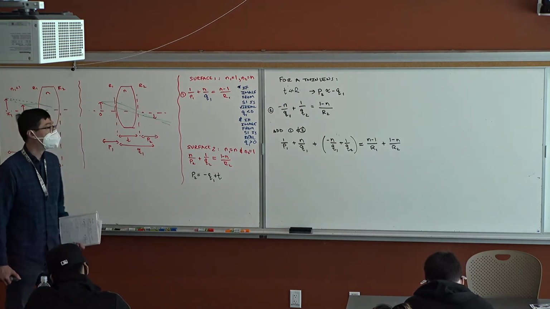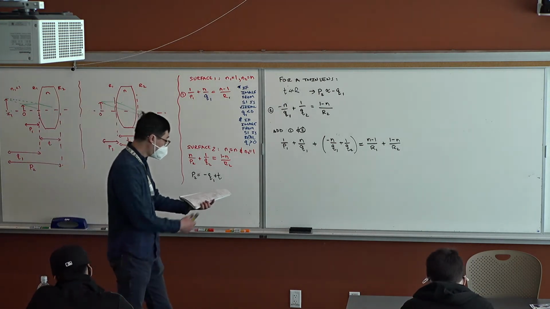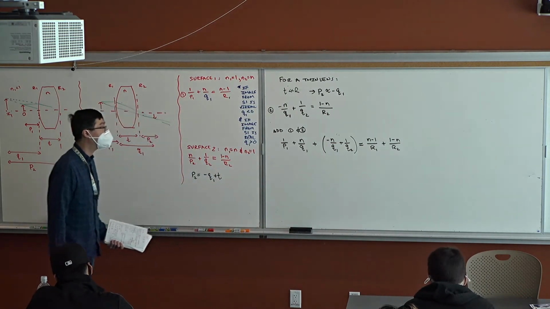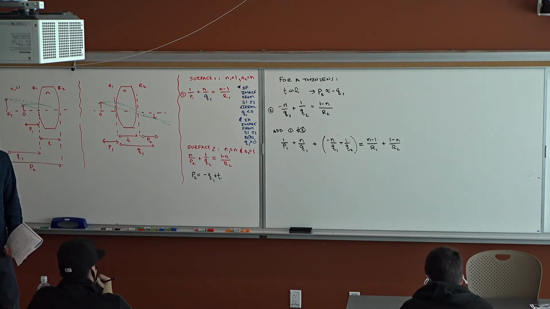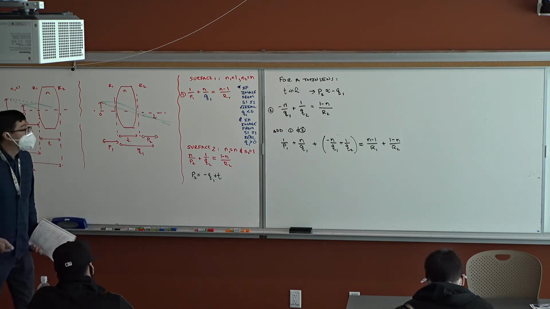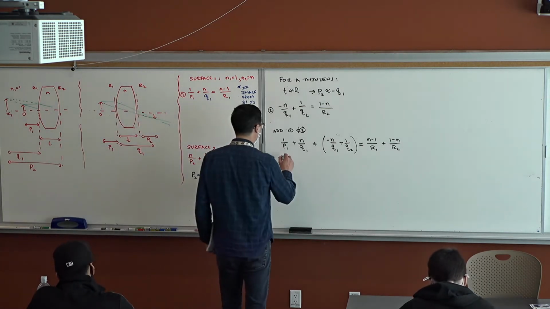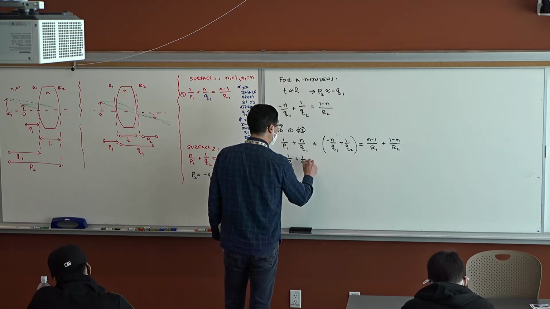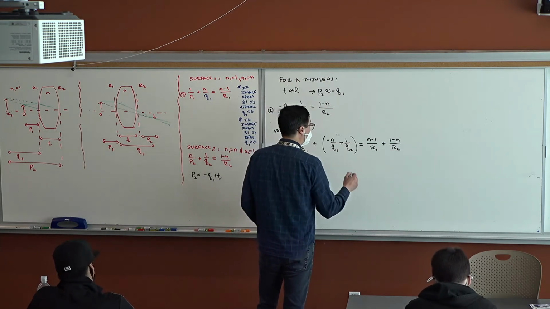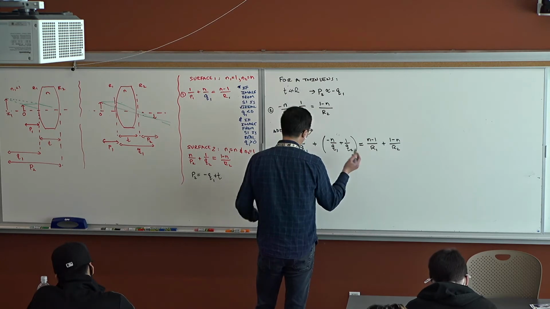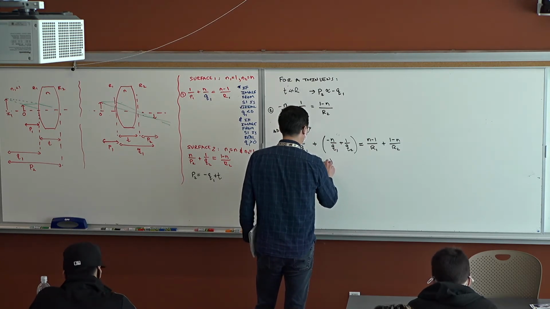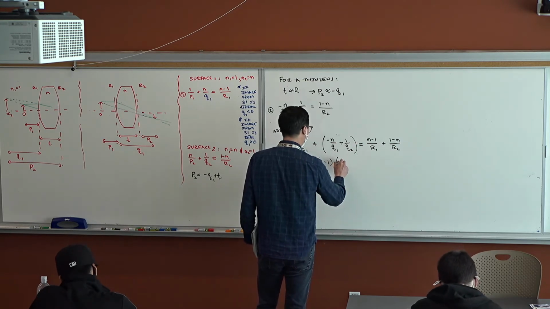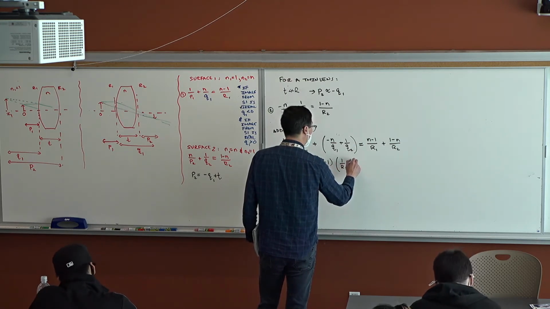Not terrible. And then what nice thing happens on the left side? N over Q1 cancels as well. N over Q1 goes away. And so we're left with 1 over P1 plus 1 over Q2 is equal to n minus 1, because I wanted to keep that positive, times 1 over R1 minus 1 over R2.